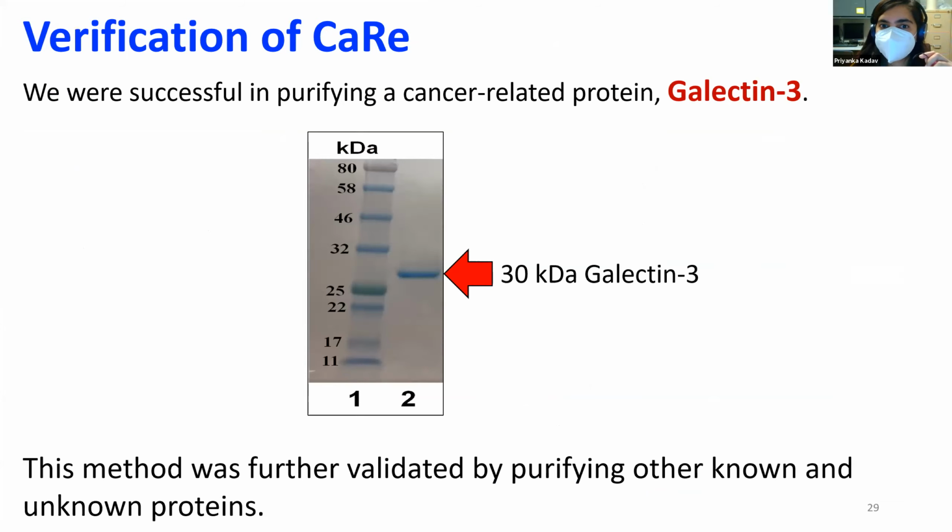We were successful in purifying one such cancer-related protein called galectin-3. Galectin-3 is a 30 kilodalton beta-galactoside binding protein. And as we can see from this SDS-PAGE gel, we were successful in purifying this galectin-3 using our CARE technique. And this method was further validated by purifying other known and unknown proteins as well.